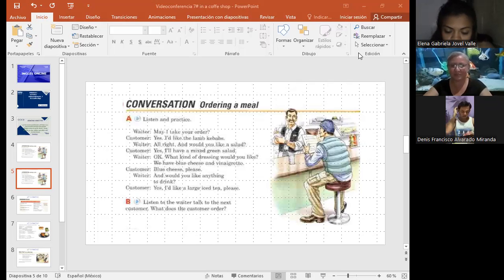Entonces, usted va a agregarle su información a la conversation. Tiene que agregarle el tipo de comida, que es lo que quiere. Igual hacen un role play. This is going to be done in a couple of minutes of the conversation. Así que vamos a formar los breakout rooms y vamos a trabajar en eso. No sé si tienen preguntas.